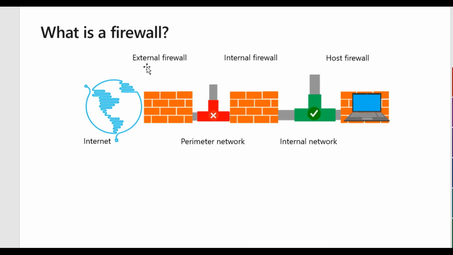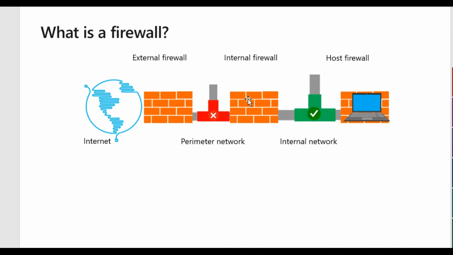So firewalls can be external firewall, perimeter network, internal network, and host firewall. Host firewall means, for example, you have a PC and the PC has a firewall. After that, internal firewall means you may have a router that has an access control list. The router has its own firewall. Yes, you can configure a firewall inside the router.